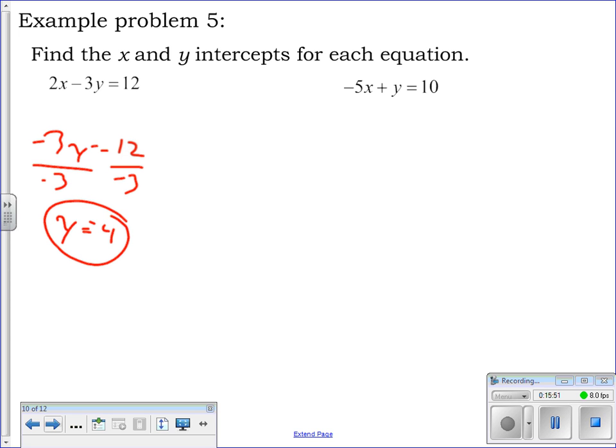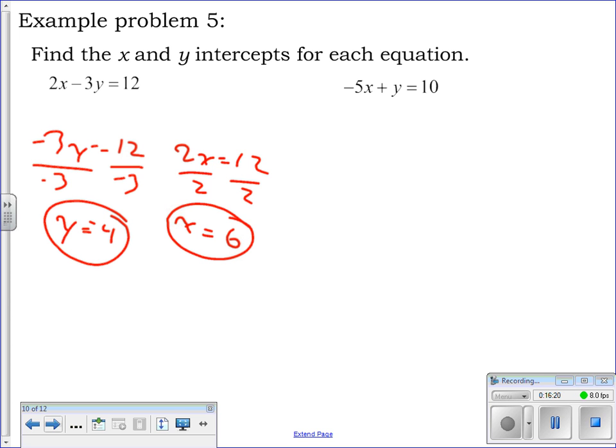That's my y-intercept. To find the x-intercept, I do the opposite. I let y equal 0. When y equals 0, I get 2x equals 12. Divide both sides by 2, x equals 6. Y-intercept is negative 4, x-intercept is 6. Crosses the y-axis at negative 4, crosses the x-axis at 6. It's very easy to do.